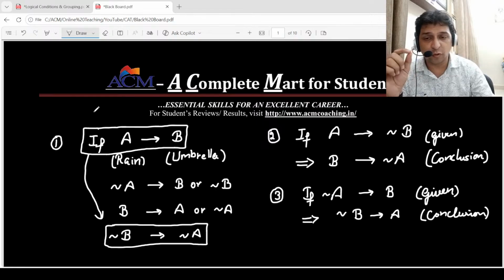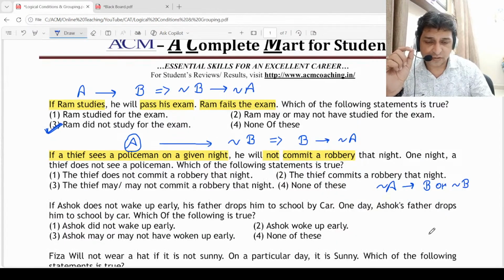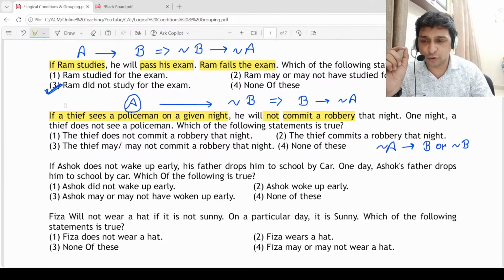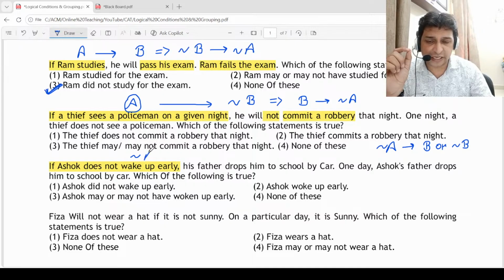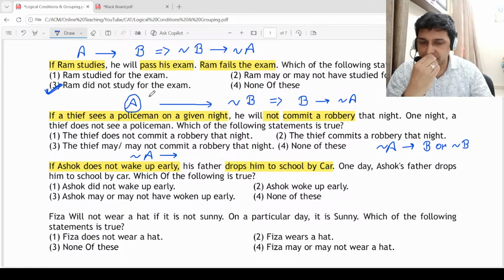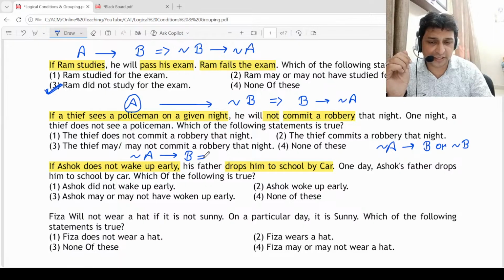Now let's understand this rule also with an example. If Ashok does not wake up early, for does not, it is negation. Waking up early is A. And what is happening? His father drops him to school by car. So his father will drop him, that means B. Now the conclusion to this is only one: if father will not drop him to the school, that means he woke up early.